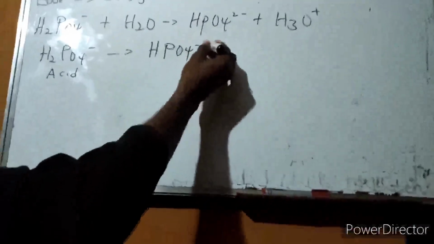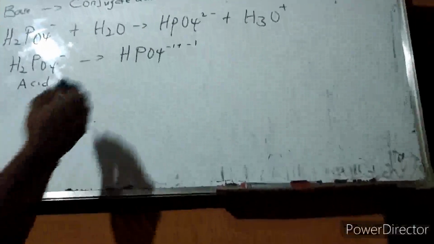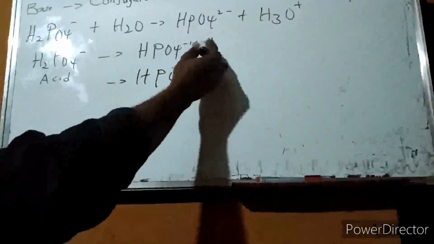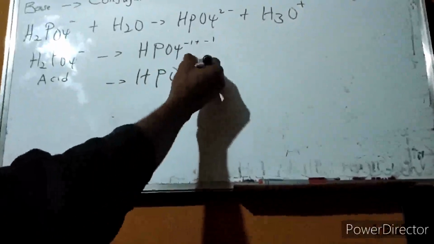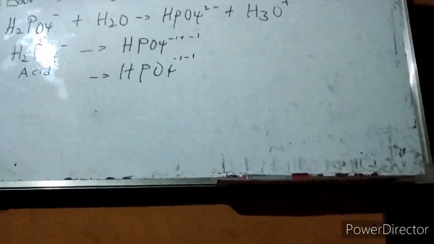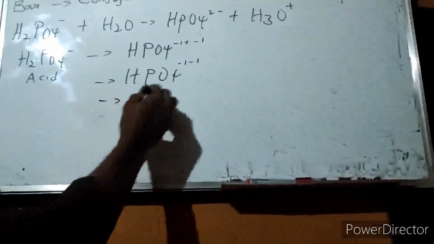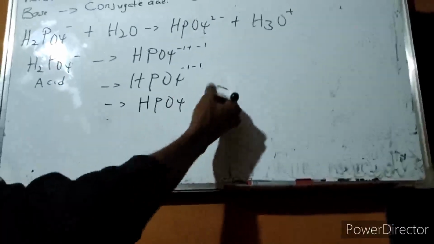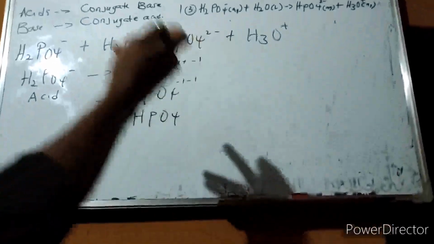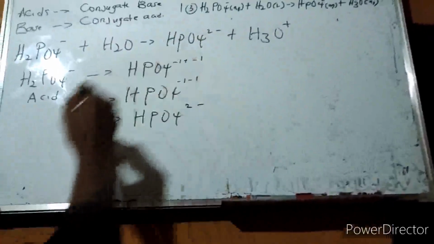This is now -1 plus -1. So this will now give you HPO4. This is -1 plus -1. Plus times minus is what? Is minus. So -1 -1. You're going to have HPO4 2 minus, because -1 -1 is -2. So you now have 2 minus.